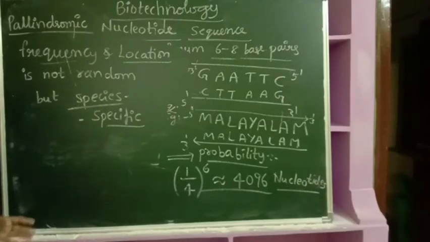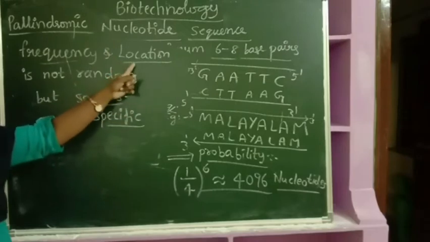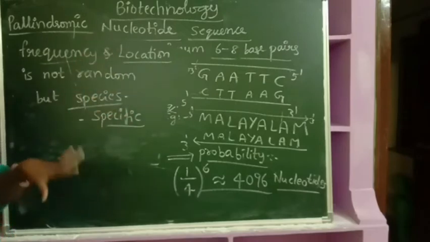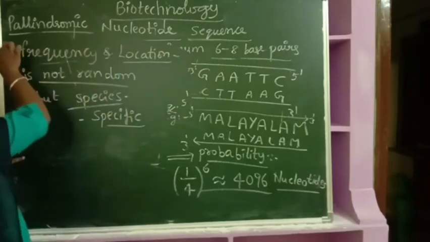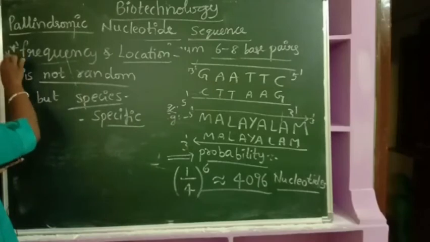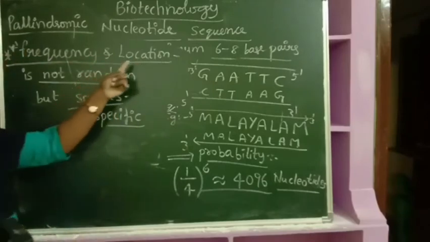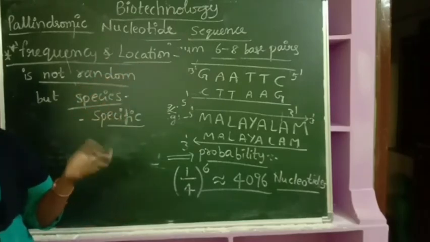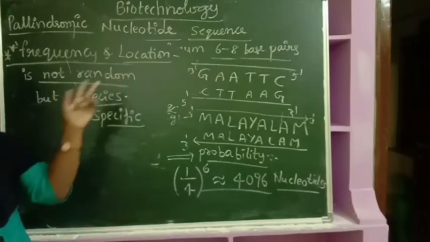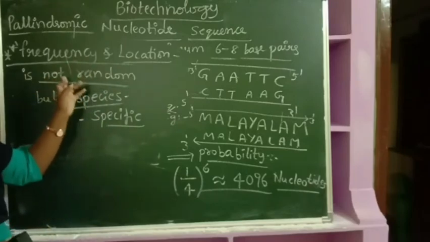So the frequency means how frequently it cuts the DNA into fragments, and the location is where it cuts exactly. Both are not random. Not random, meaning what here? This statement is very important. It means that restriction endonuclease decides exactly which site or location it should cut. It will not simply cut randomly here and there, here and there. No, it will not cut randomly.